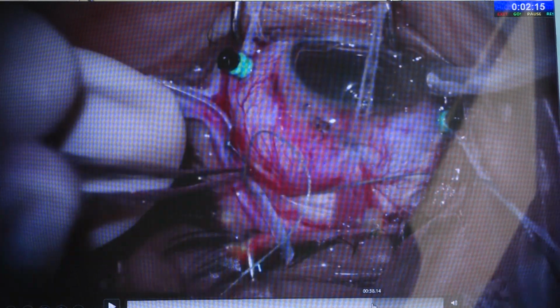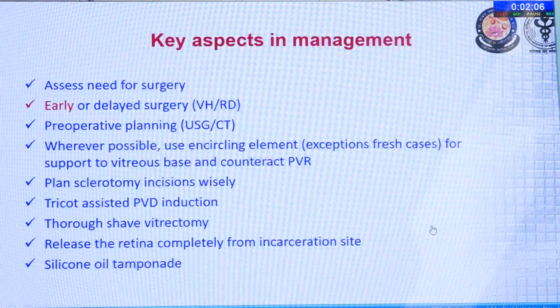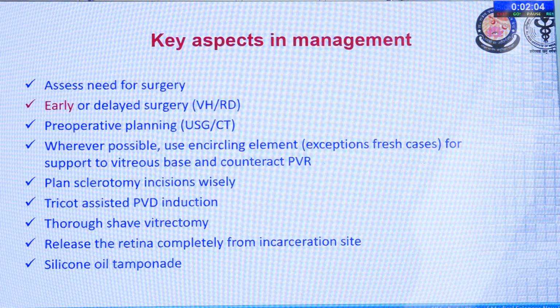And then you tie the final tie to achieve a good indent. And here we are doing cryotherapy, and posteriorly we have done laser of the retinotomy site. Now the key aspects in management, first is you assess the need for surgery.